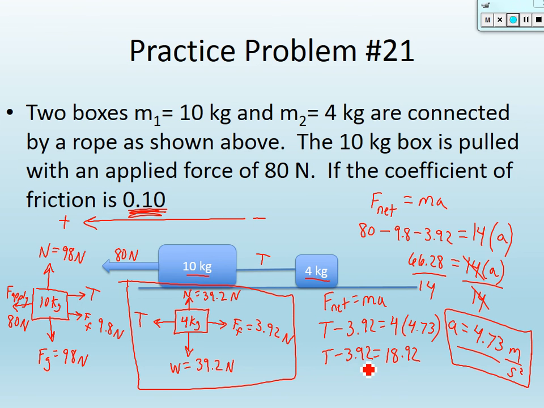How do I get tension by itself, guys? Add 3.92. So tension is going to be equal to 18.92 plus 3.92. Are you guys getting 22.8 newtons? So 22.8 newtons.